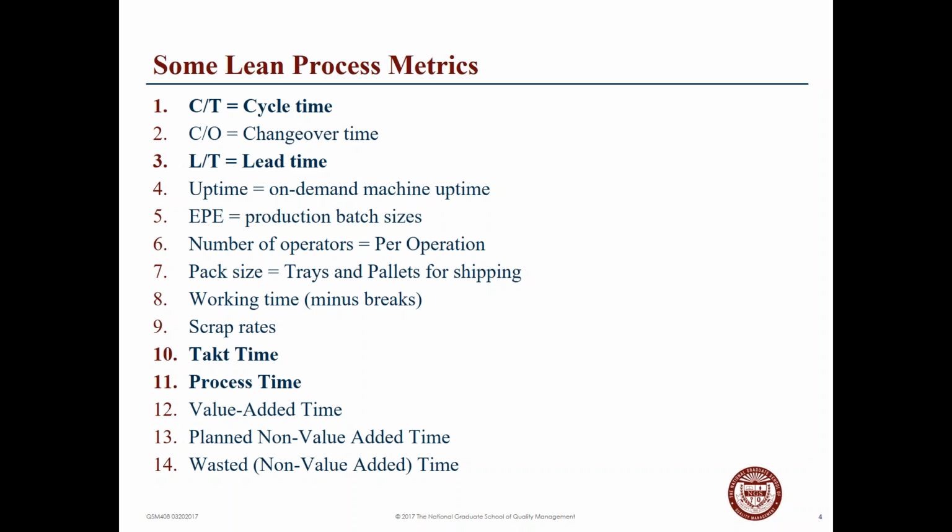Production batch sizes has to do with a concept. If you're running a batch manufacturing process, and they set a standard that says, okay, a batch you're going to produce 500 pieces per batch, and you only produce 450, then you would be below standard.